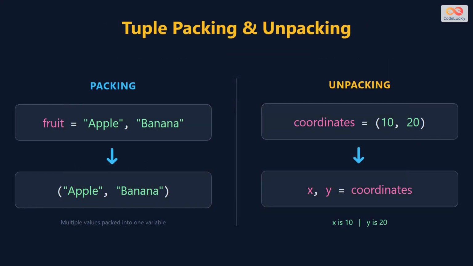One of the coolest features of tuples is packing and unpacking. Packing is when you assign multiple values to a single variable. Python automatically packs them into a tuple. Unpacking is the reverse. You can extract the values of a tuple into separate variables in a single line of code. This is incredibly useful for writing clean, readable Python code, like swapping variables or handling return values.